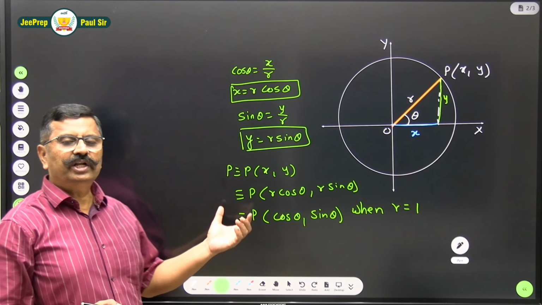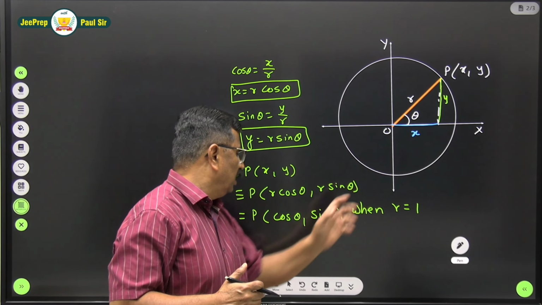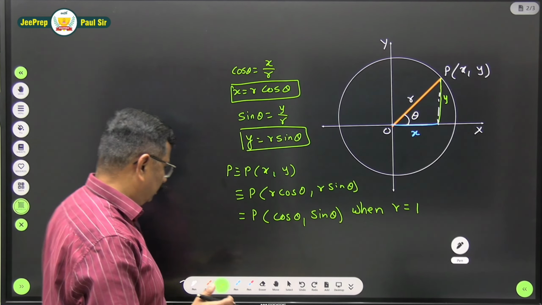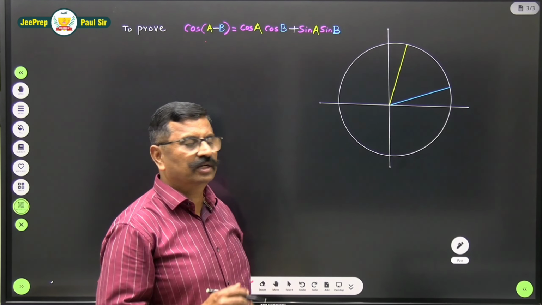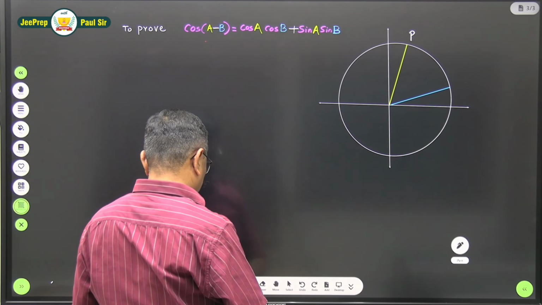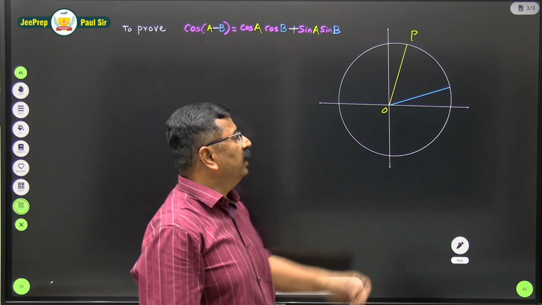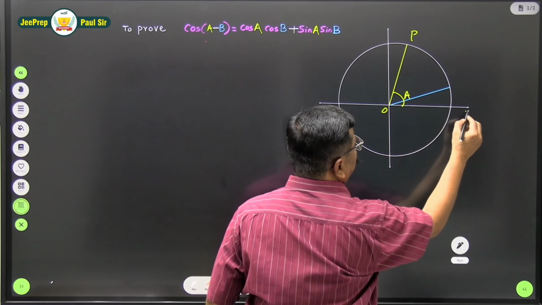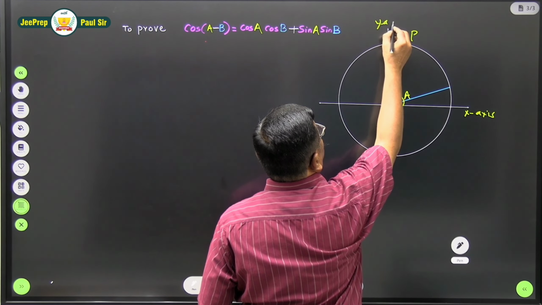So the coordinates of point P, in terms of the angle made by segment OP with the x-axis, are cos theta and sin theta. Now let's use this formula in the further derivation. Consider a circle of radius 1, meaning this is the unit circle. There is a point P on the circle. Segment OP makes an angle A with the x-axis. This is the x-axis and this is the y-axis.